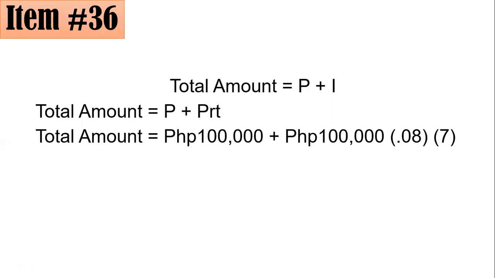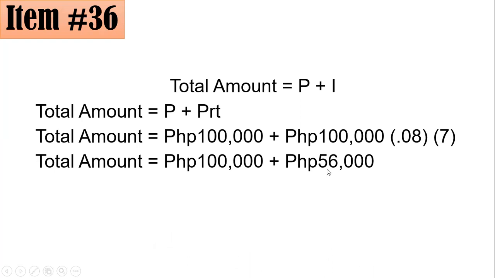And again, by substitution po, we have 100,000, which is the amount you invested, added by 100,000 times 0.08 times 7. This is P, or the amount you invested. This second term here is the interest it grew. And using your calculators, 100,000 times 0.08 times 7 is 56,000. And adding 56,000 pesos to 100,000 pesos, because this 56,000 pesos, ito po yung tubo nung perang ininvest natin.